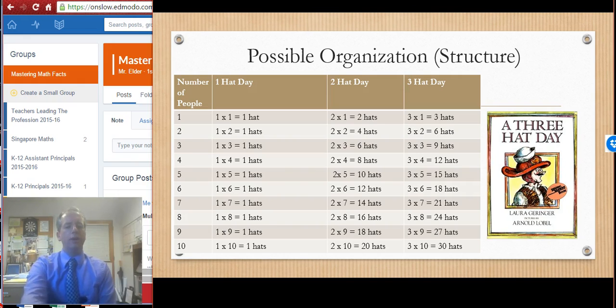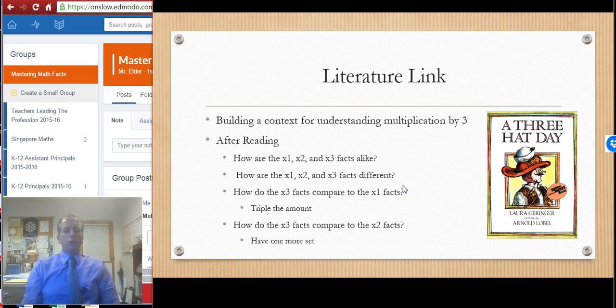And we can start then to think about, how does what I know about 1 help me predict 2? So how do my 1's facts and my doubles, how does 1 help me understand the other? And then how does knowing my doubles help me find my triples? Because that's really where we want to get kids, right? Is how do my doubles help me predict and anticipate my triples? So we're going to look at how are the times 1, times 2, and times 3 facts alike? How are they different? How do the times 3 facts compare to the 1's?